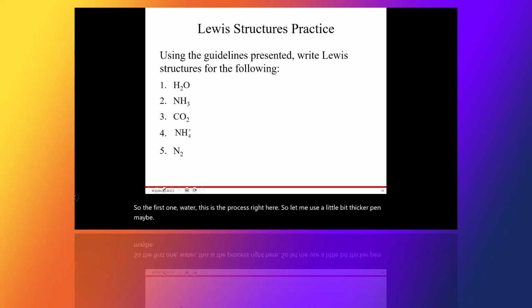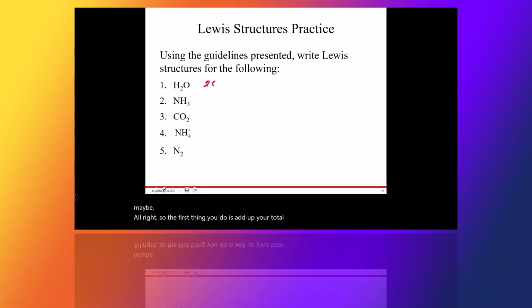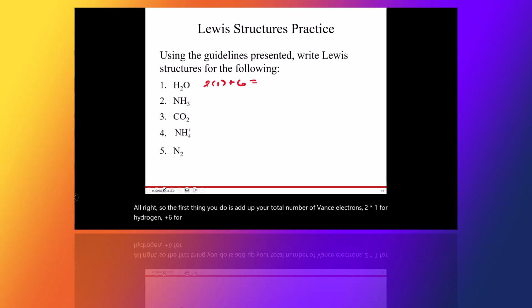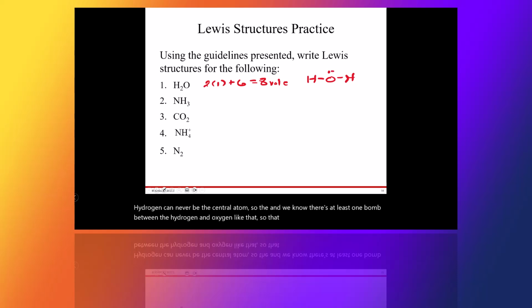All right, so the first thing you do is add up your total number of valence electrons. 2 times 1 for hydrogen plus 6 for oxygen equals 8 valence electrons. Hydrogen can never be the central atom, and we know there's at least one bond between the hydrogen and oxygen like that. So that means there's going to be a lone pair here and a lone pair here, and that's 8 electrons. A line represents a shared pair, so there's 2, and then another 2 here, and then 2 lone pairs. These are called lone pairs or non-bonding pairs. So there's a total of my 8 electrons.